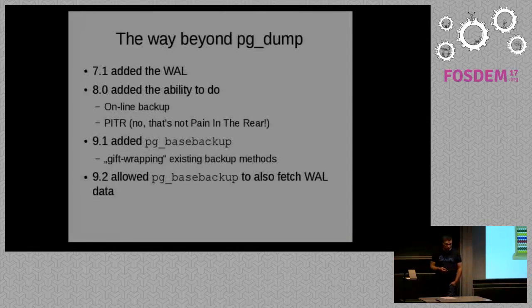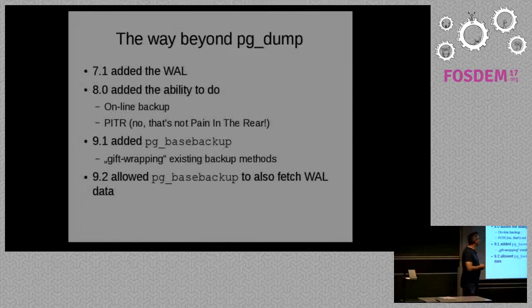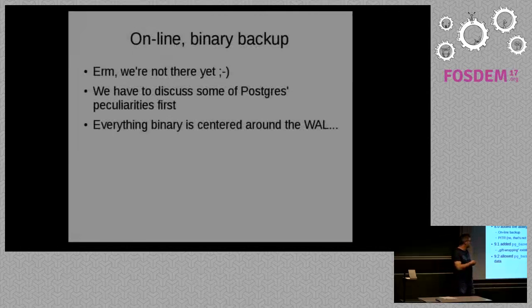After that, we got the WAL, like in 7.1. I thought it was an 8, but no, 7.1. 8 added the ability to use the WAL. We'll see that. We got point-in-time recovery. We'll come to that as well. 9.1 added pg_basebackup, which is a very comfy method to use that stuff. And we'll have a look at that later.